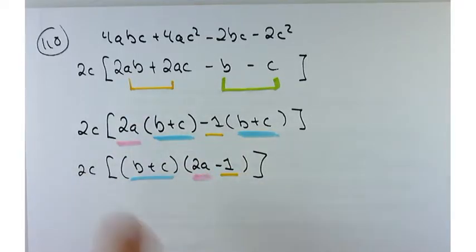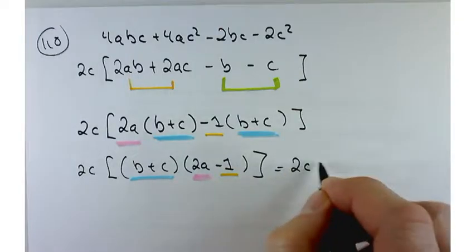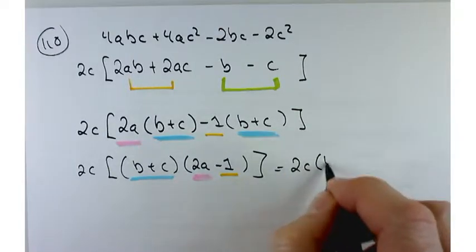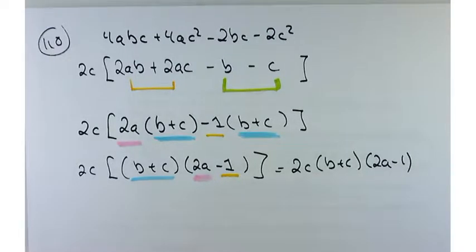Now I don't need these extra brackets if I don't want to. I don't have to write them. Just do it. Keep all the visuals in line. 2c times b plus c times 2a minus 1. Looking good.